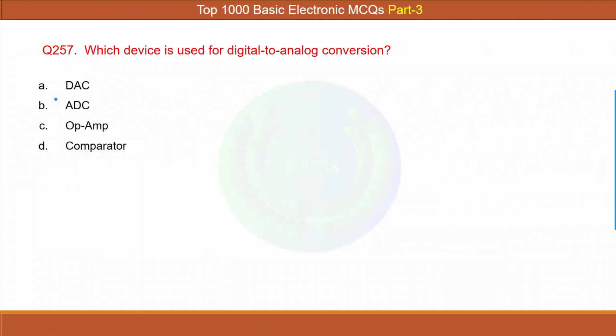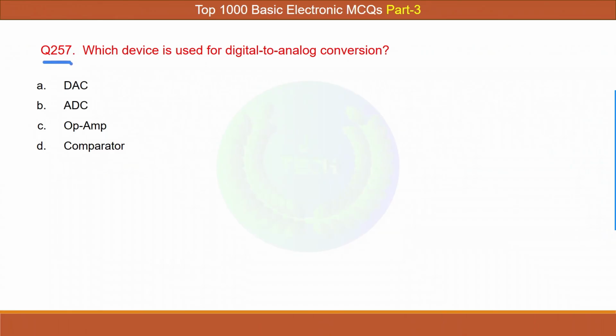Next question, question number 257. Which device is used for digital to analog conversion? Option A, DAC, option B, ADC, option C, op-amp, option D, comparator. The answer is option A, DAC.